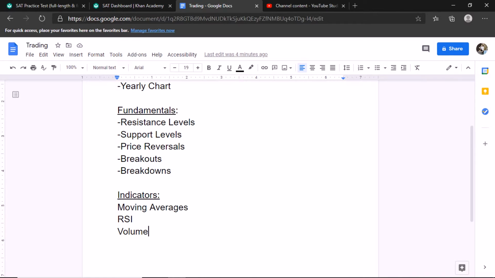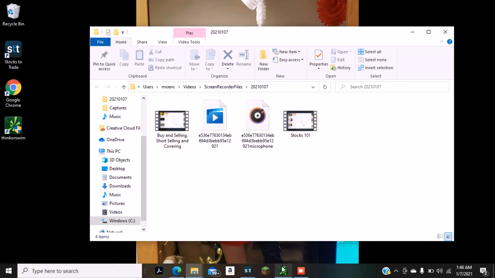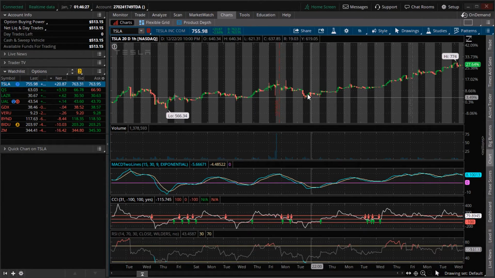Support levels, then the opposite. Literally just wait for it to go to that drop-down point, and once it's touched that level again, if it goes lower, then that would have been a good short sell play. Price reversals are literally just when the stock price goes the opposite direction.